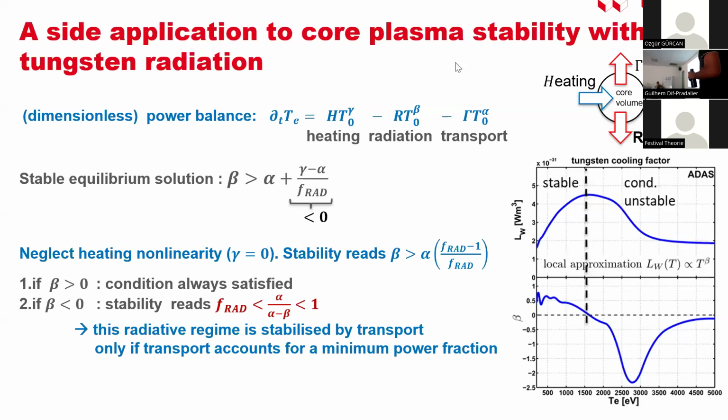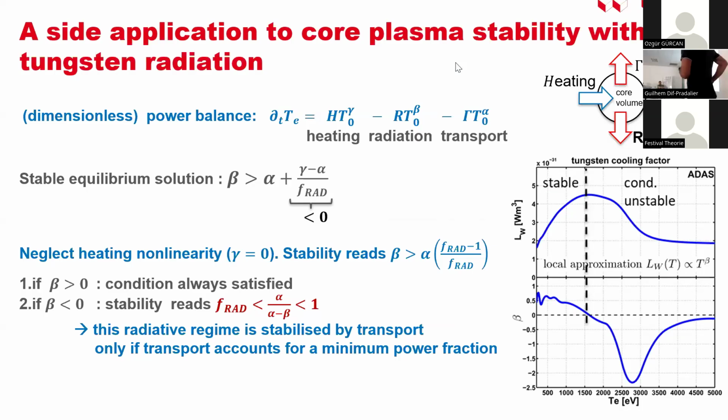We worked on a model for the core volume, okay, where we assume we have some heating, and the heating of the core is then dissipated by radiation from tungsten, for instance, or from outward transport towards the plasma edge. Okay, so you balance these three contributions to explain the core confinement. A simple way to see this is in a simple dimensionless power balance: we assume that the time dynamic of the temperature is given by a heating term minus a radiation term minus the transport.